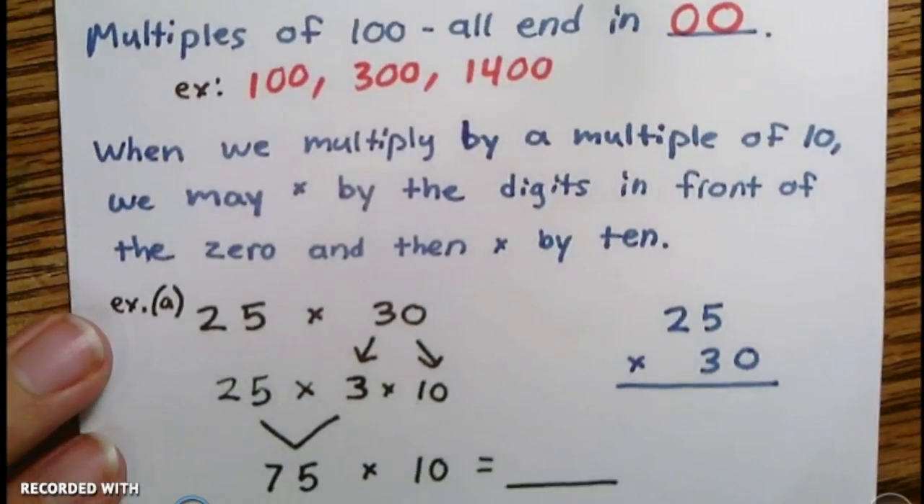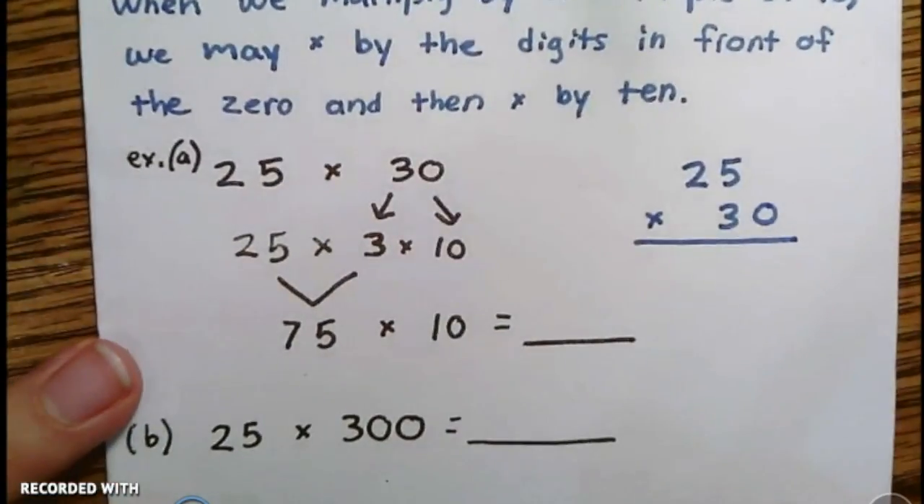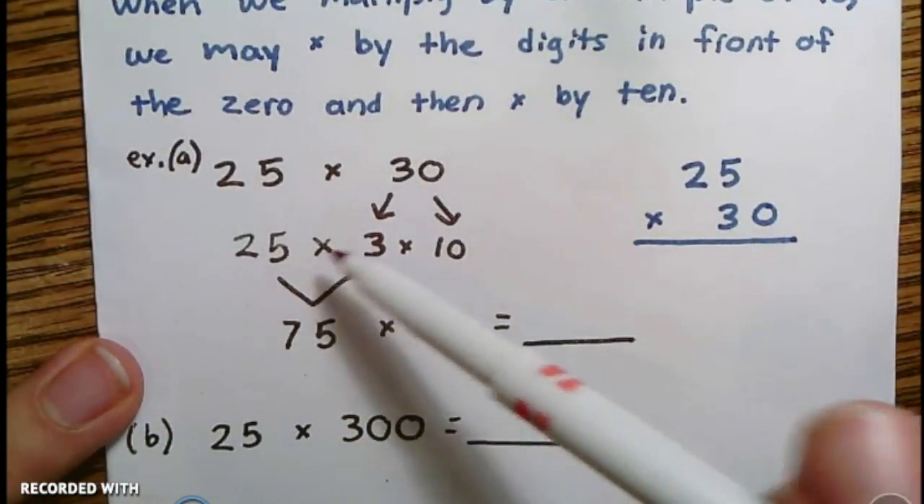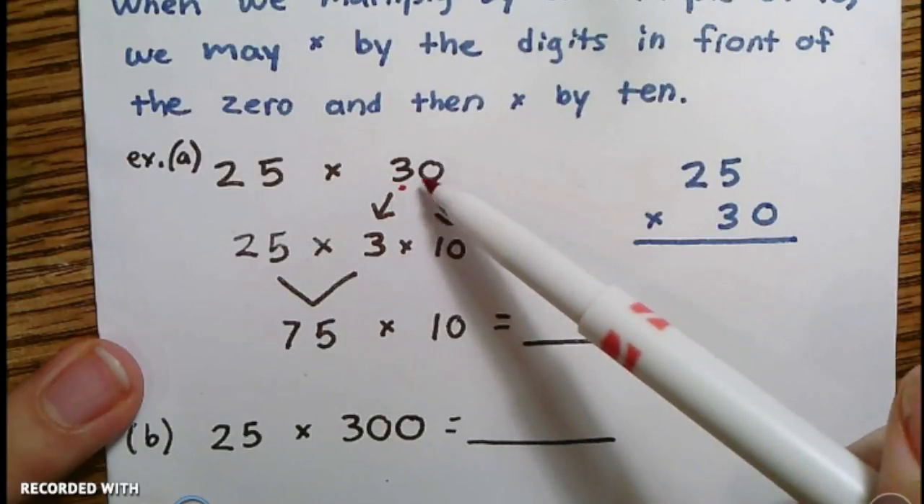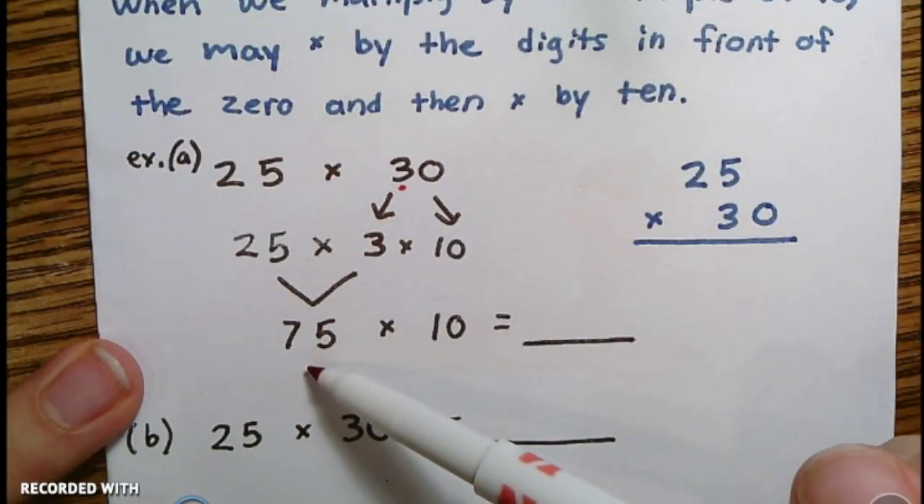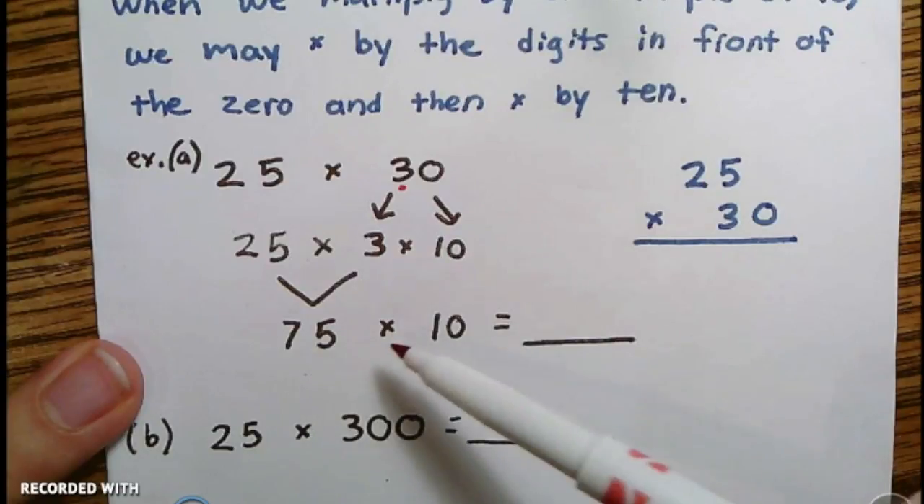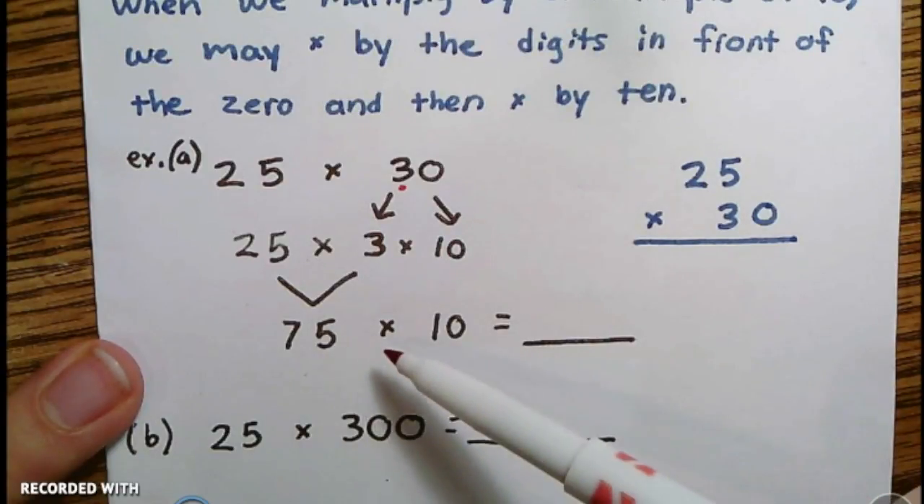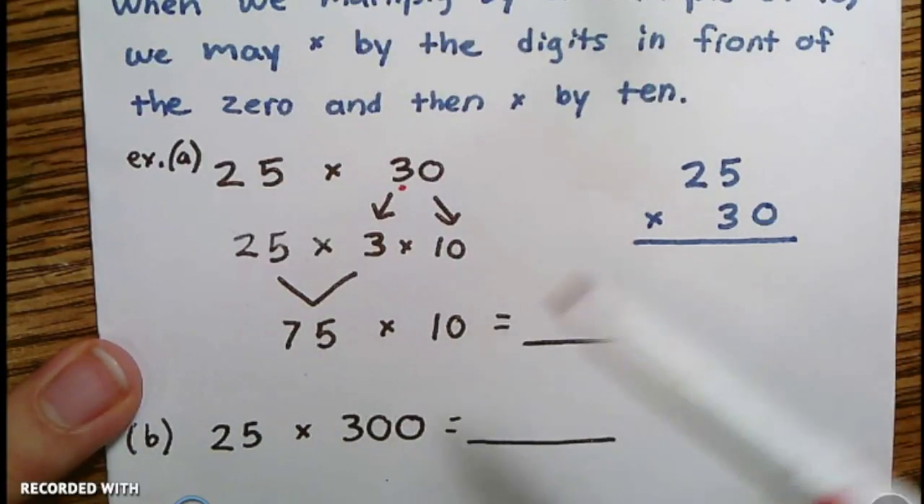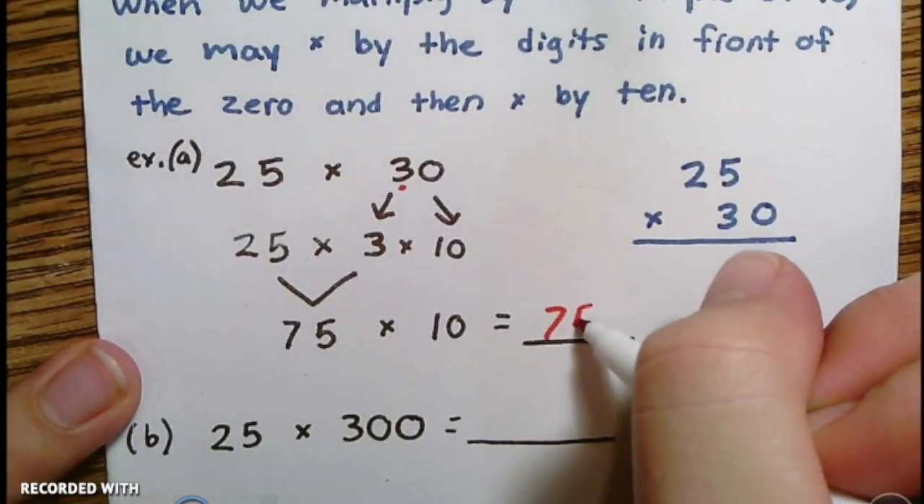So for example, 25 times 30. I can do 25 times 3, the number before the 0, which is 75, and then multiply by the 10. So 75 times 10 is going to be 750.